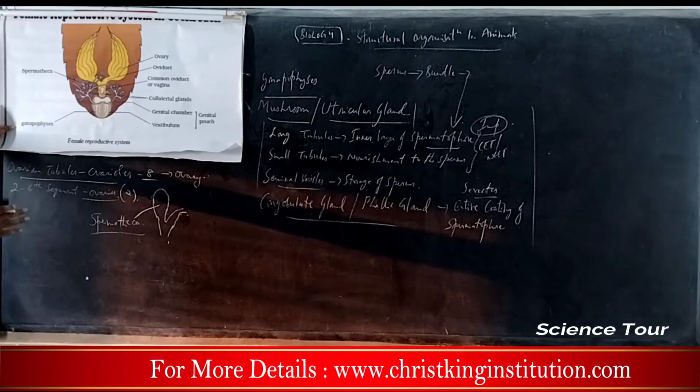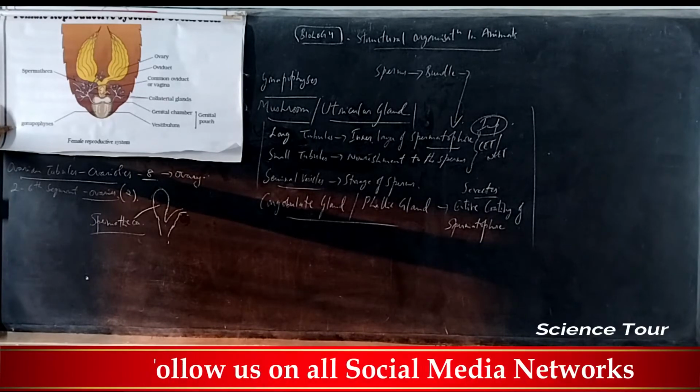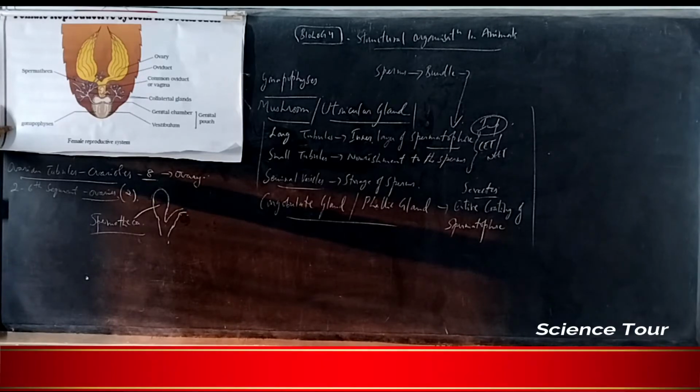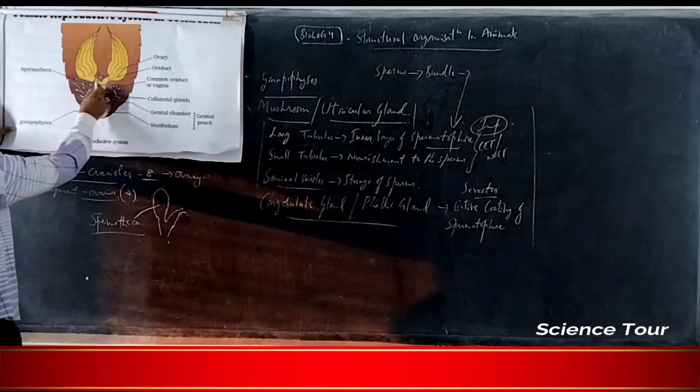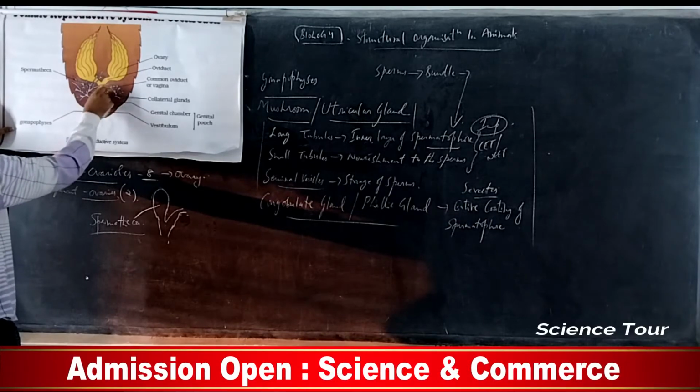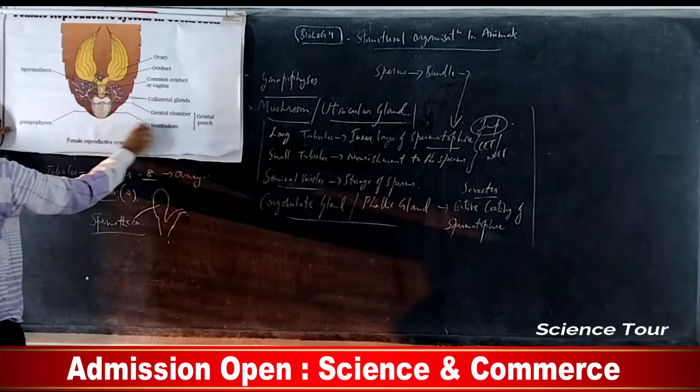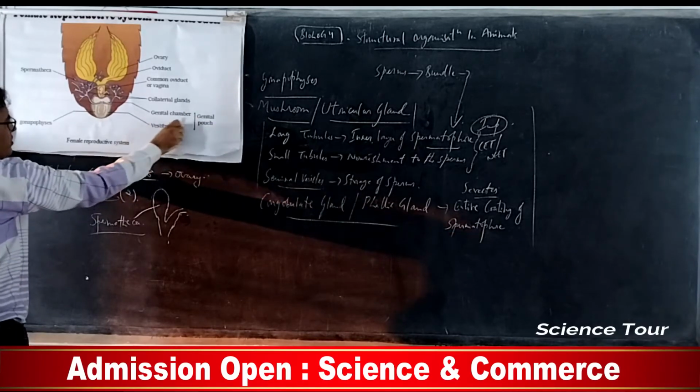So this is, students, about the female reproductive system in case of cockroach. The female reproductive system contains a pair of ovaries which runs from the 2nd to the 6th segment, which leads to an oviduct, and both the oviducts join to form a common oviduct or the vagina, which opens into the genital pouch. The genital pouch has 2 parts.